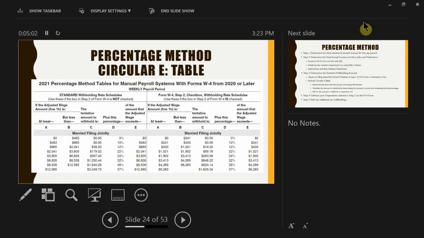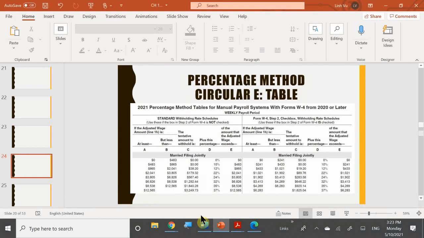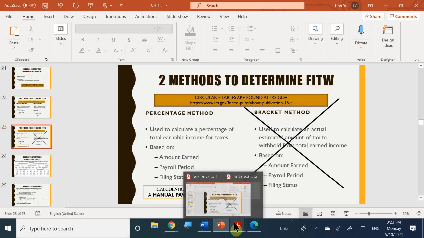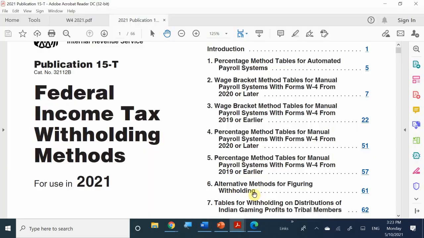This is what an example of a table looks like. What I'm going to show you is where to look up these tax tables. It's called the Circular E table, and you can definitely find that under irs.gov, Publication 15-T, for the tax tables. And of course, I provided it for you on the Google website.